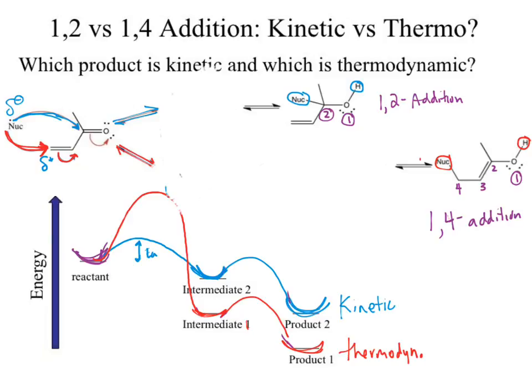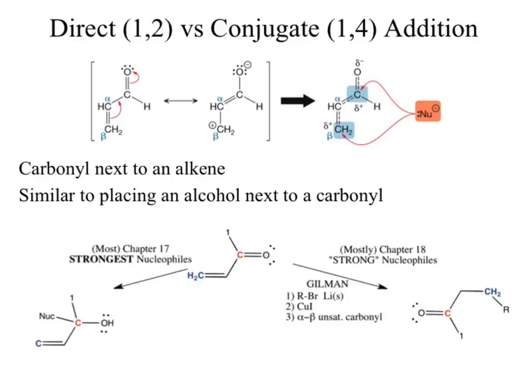One last curveball. When we look at the 1,2 addition, this is the product shown. When you look at the 1,4 addition, that is not the product shown. What do I mean? Let's go back one slide. The 1,2 addition, hydrogen nucleophile. There's our 1,2. Which means the other one must be the 1,4 addition. When we look at the 1,4 addition, oh, my nucleophile was the R. So there's my nucleophile. Where did the hydrogen add?